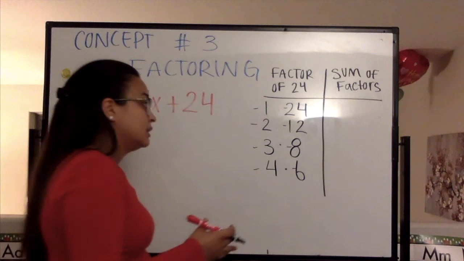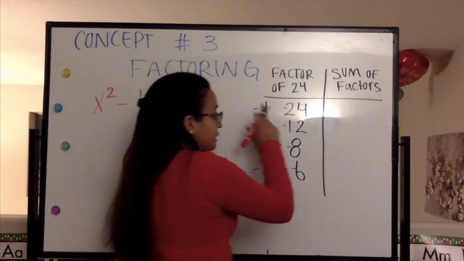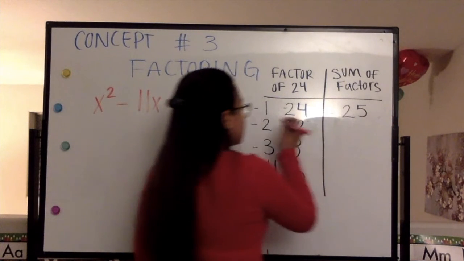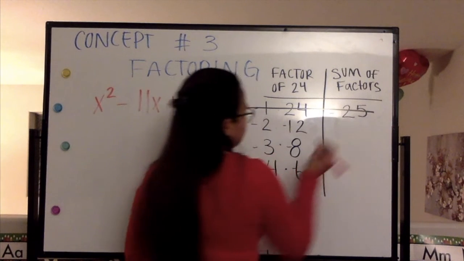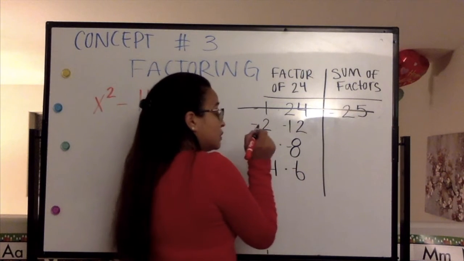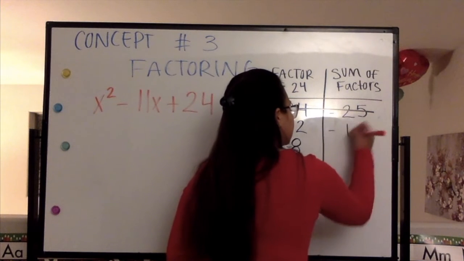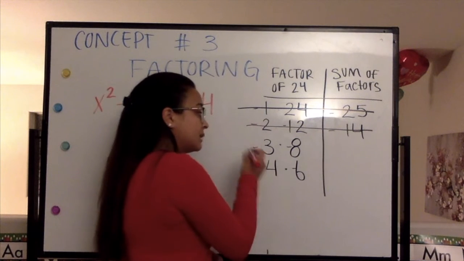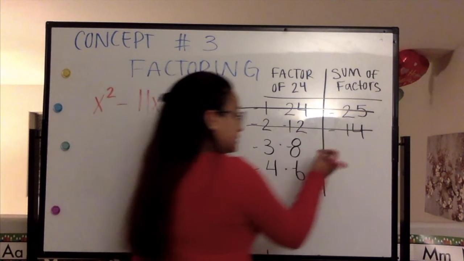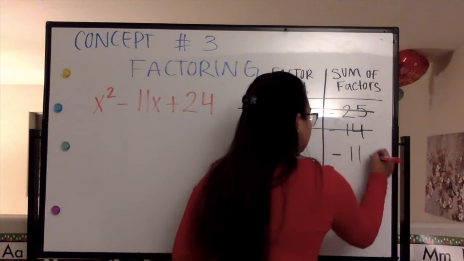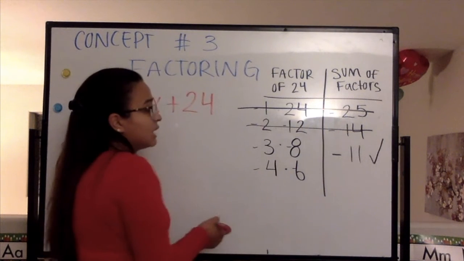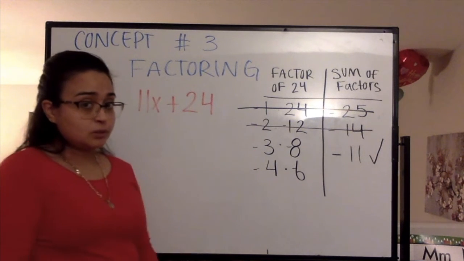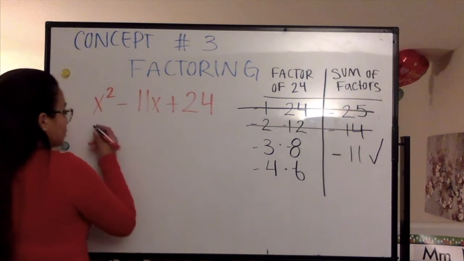Okay? Now, we combine negative 1 and negative 24. That gives us negative 25. So, that's not it. If we combine negative 2 and negative 12, that gives us negative 14. And that's not it. But when we combine negative 3 and negative 8, that gives us a negative 11. That means these are our numbers for our binomials. So our answer will look like this.